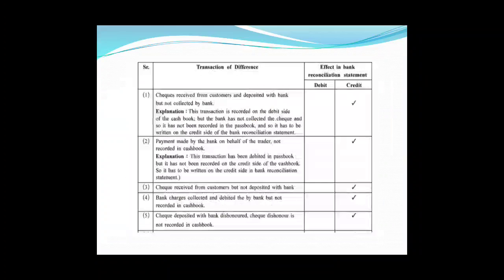Next, check deposited with the bank dishonored. Check dishonor is not recorded in cash book. We record a check and deposit in the bank, but later on if the check becomes dishonored, bank does the debit of that much amount in our bank account. So we need to credit that in our cash book, and if it is not done, we will be doing this in our bank reconciliation statement.